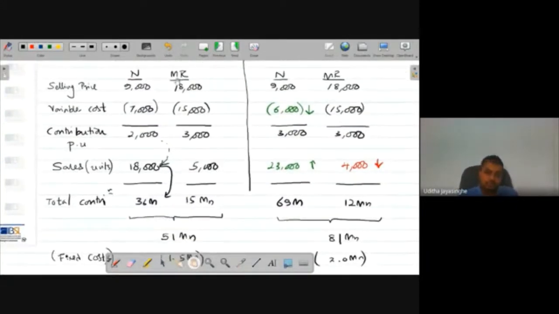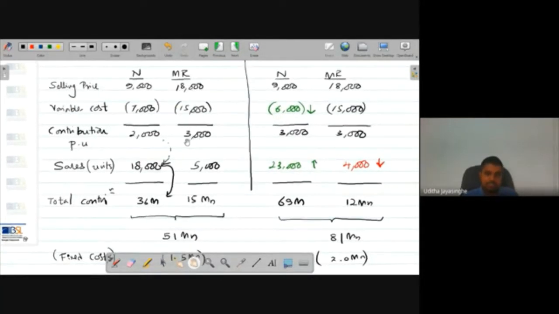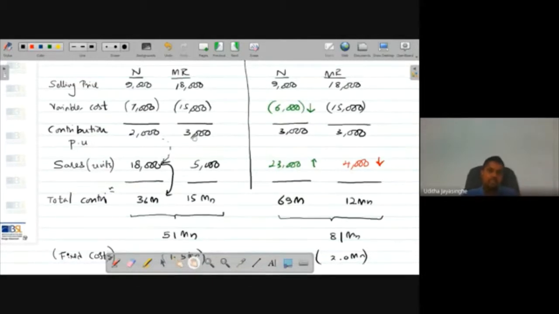N stands for normal, MR stands for moisture resistance dough. First we'll discuss the left-hand side, that is the earlier one. The selling prices, 9,000 and 18,000, I've taken from the question. Variable costs, 7,000 and 15,000, I've taken from the question. These two numbers give the contribution we discussed at the beginning. Contribution is nothing but the selling price minus the variable cost per unit. So by selling each dough, you're making 2,000 rupees as a contribution, and 3,000 rupees as a contribution.